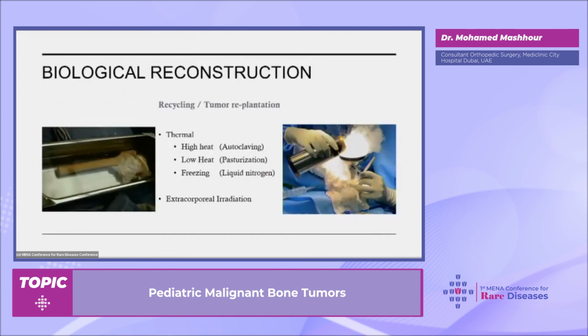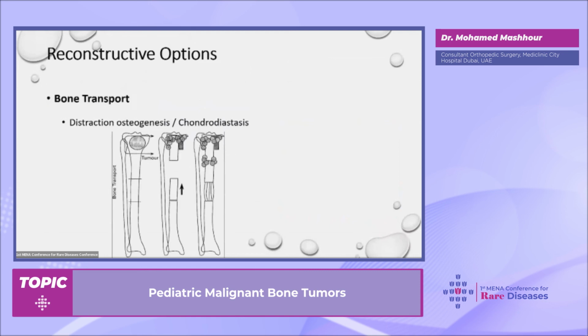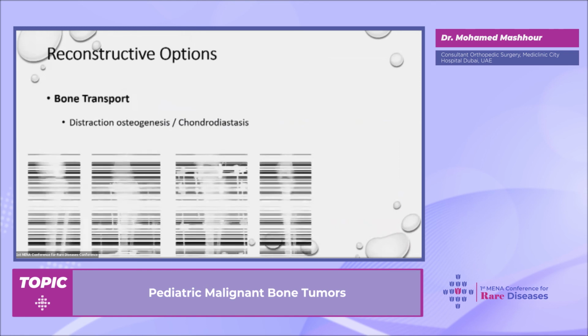Biological reconstruction is either with thermal, with high heat or low heat. High heat is autoclaving and irradiation, and low heat is extracorporeal radiation. The freezing uses liquid nitrogen, and it's very successful in tumor recycling. Another technique that the Japanese invented years before is distraction osteogenesis, where I can grow the bone from another side and from the physis, which is working really fine.